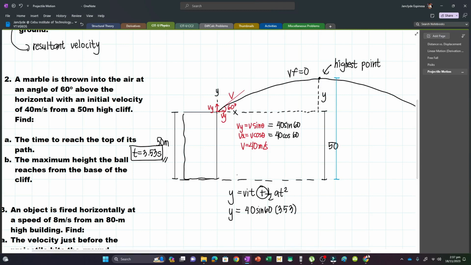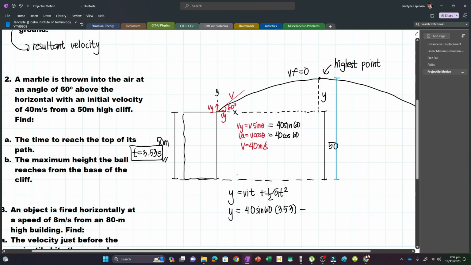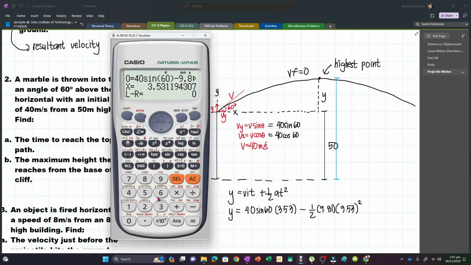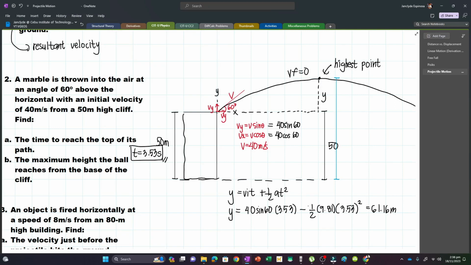And the sign we use here is minus, because our acceleration is still negative. Again, it is opposing. So, minus 1/2 times 9.81 multiplied by t squared, which is 3.53 squared. Let's input that here: 40 sine 60 times 3.53 minus 1/2 times 9.81 times 3.53 squared. We get 61.16. So this distance is 61.16 meters.